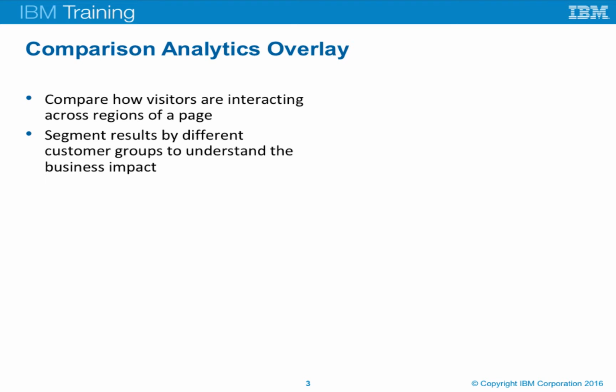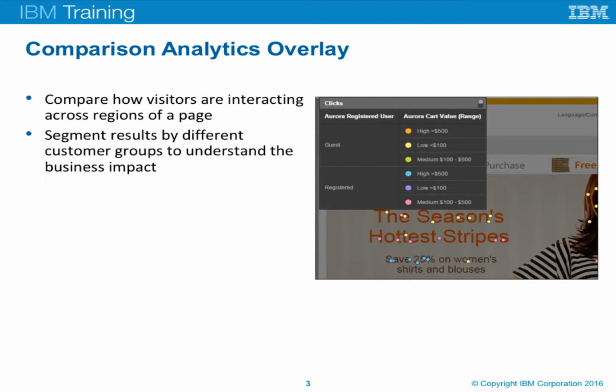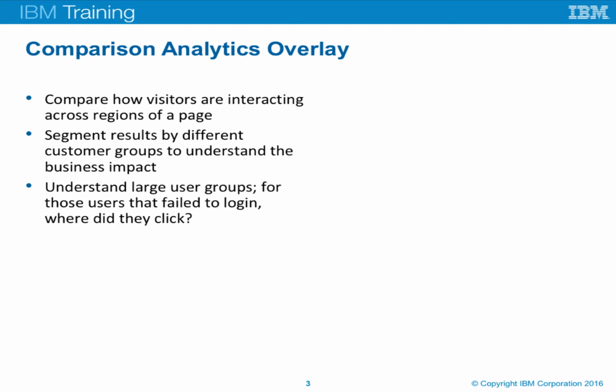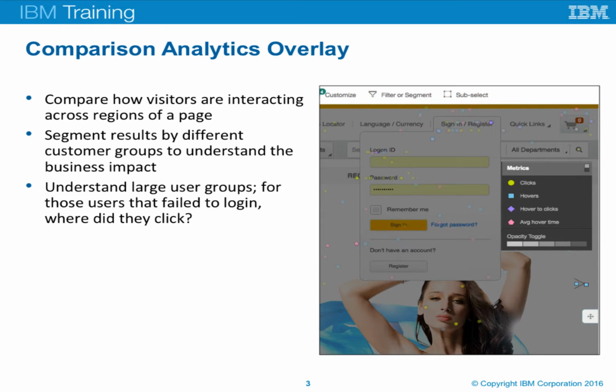For example, I want to see click interactions on the home page represented by the cart values of those visitors that ultimately purchased. Where did they click? And finally, you can use comparison analytics to help you understand large user groups. For example, what elements are trending the most? For those users that failed to log in, where did they click?